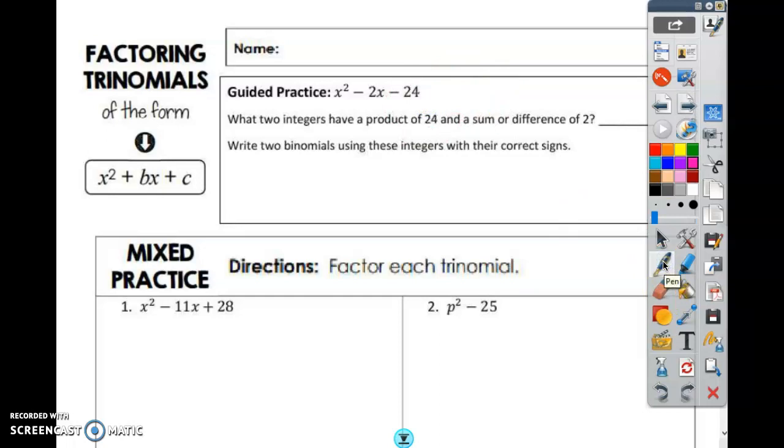It tells you exactly what you're looking for. It says I need two numbers that give me a product of 24 and a sum or difference of 2. So I need things that multiply and give me 24.